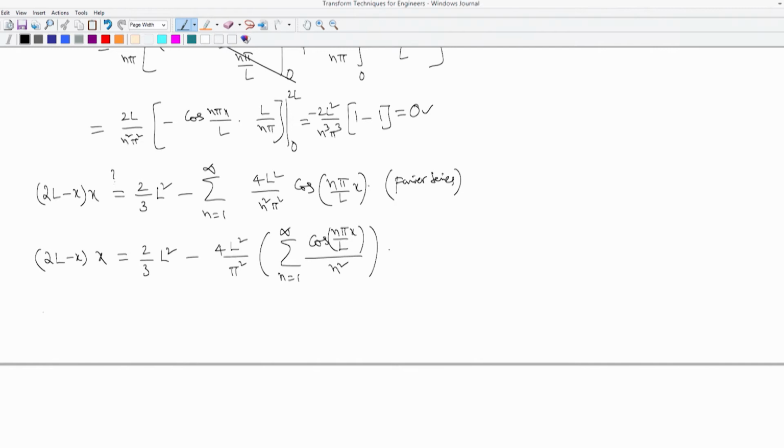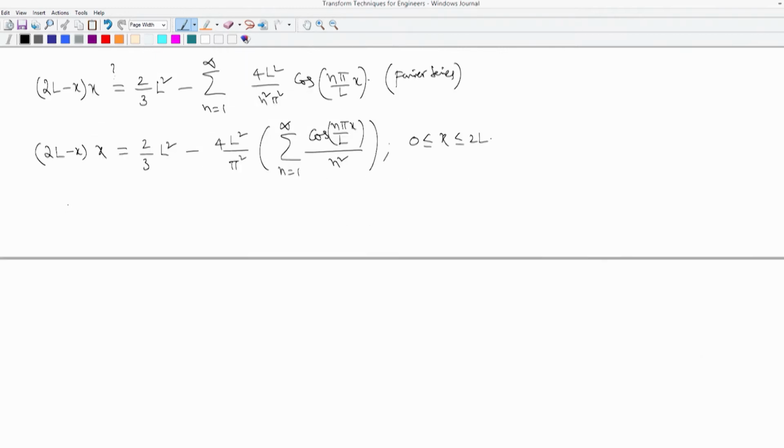So, if we put x equal to 0, so where is x? x is between 0 to 2L. So, we will put x equal to 0. So, putting x equal to 0 will give me left hand side 0. So, you will get 2 by 3 L square, which is equal to minus 4 L square by pi square into the sum n from 1 to infinity, cosine function at 0 is 1, so 1 by n square cos 0. So, this will give me sigma 1 by n square, the well known result, 1 to infinity, which is equal to 2 by 3 L square into pi square by 4.